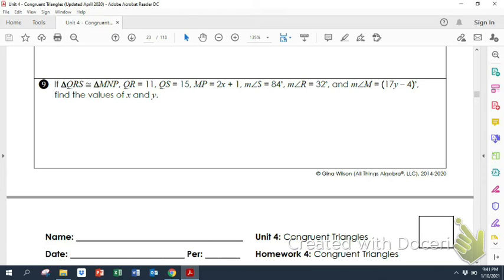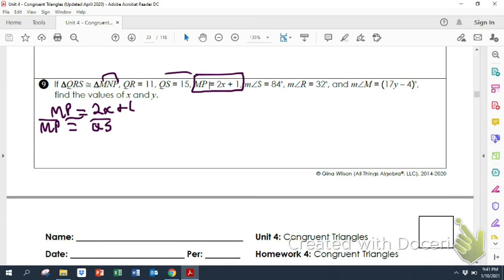We're looking for, okay, let's circle up. We need to find, we know that MP is equal to 2x plus 1, okay? So let's see if we have the information we need. MP, we know that MP is congruent to QS. So do we have a QS here? Yes, we do. Right here, they give us QS.